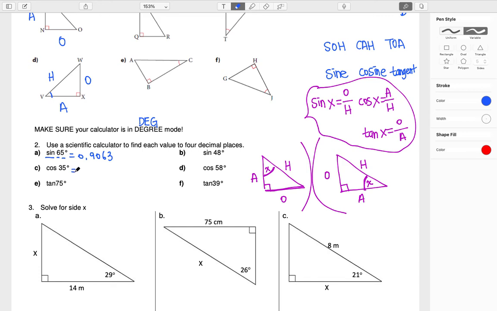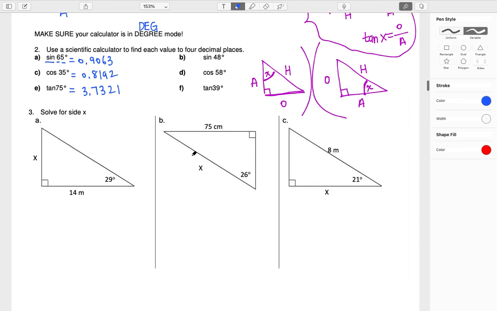Okay, so let's try cosine. Press the cosine button and type in 35, enter, or equal sign. You will get 0.8192. If you're not getting these values, that means your calculator is in the wrong mode. Okay. Next, tangent 75, equal sign. Then you will get 3.7321. Okay. So then you will do the rest of it as practice, just to make sure that your calculator is in the correct mode.